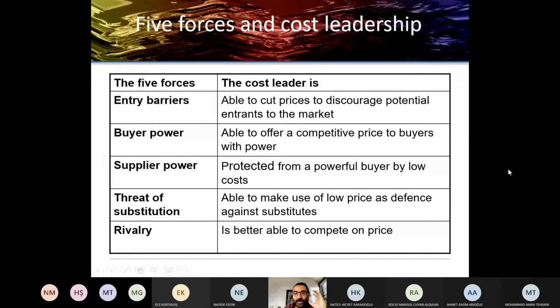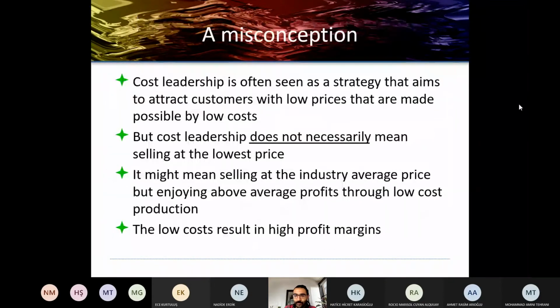Actually, the main idea here in all of these five forces is that a cost leadership strategy fights with lower costs. For example, against their rivals, their competitors, they can cut the prices. To discourage potential entrants, they cut the prices. For their customers, the buyer power, they can offer lower prices so people come and buy. For the suppliers, they have bargaining power to buy at lower prices. And so on, like that.